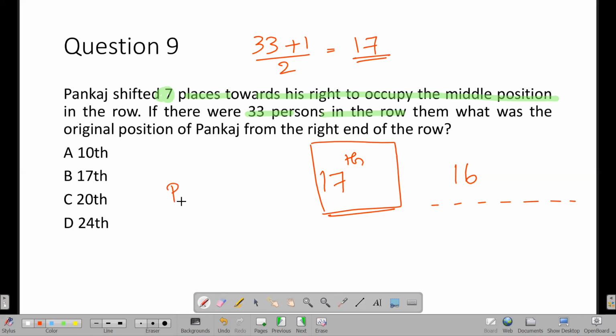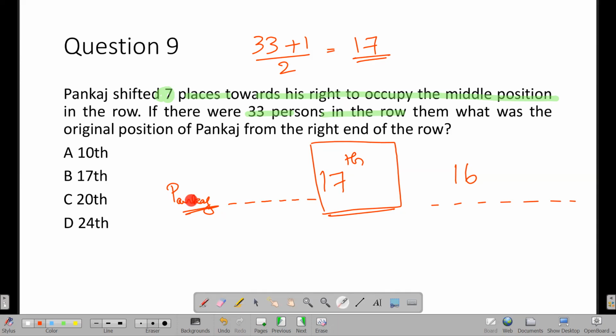So let us consider that Pankaj is here. Originally Pankaj is here. So 0, 1, 2, 3, 4, 5, 6. So you have to consider Pankaj shifted 7 places towards his right. So Pankaj 0, 1, 2, 3, 4, 5, 6, 7 position. So when he shifts that 7th time, he will be reaching this middle position here. So definitely to the right side of Pankaj, there should consider 1, 2, 3, 4, 5, 6, 6 seats like this. This is the original arrangement.